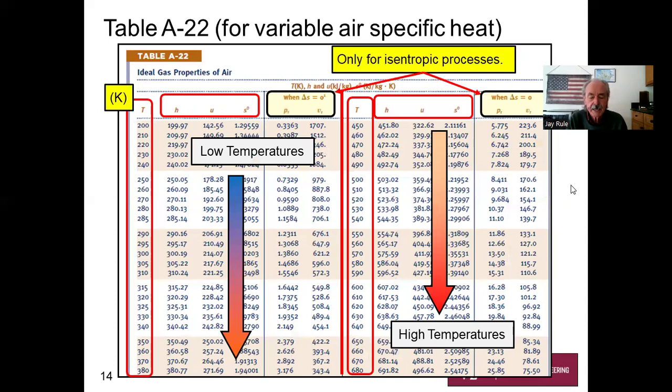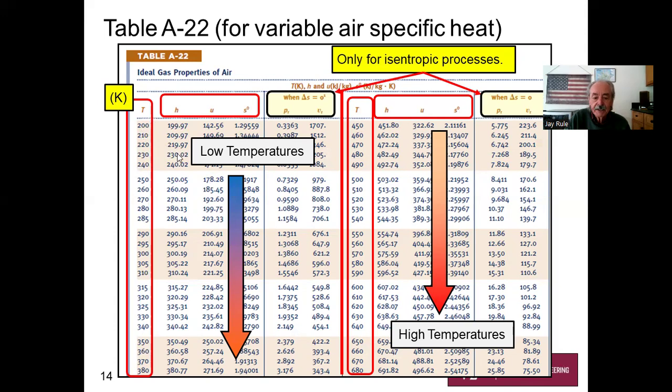Let's take a closer look at table A22, ideal gas properties of air. This applies only to air with variable specific heat. Here's the left-hand column, T. Notice that table A22 has two blocks of table. We start out really cold, at low temperature, and temperature increases until you swap over to the right-hand side and keep going up with your temperatures. A lot of students overlook that.